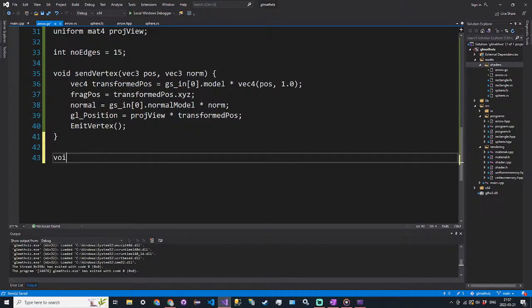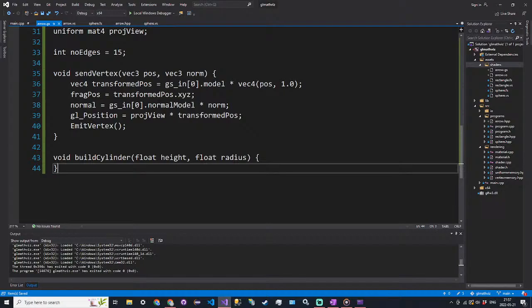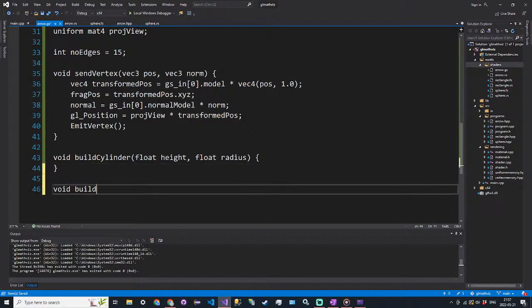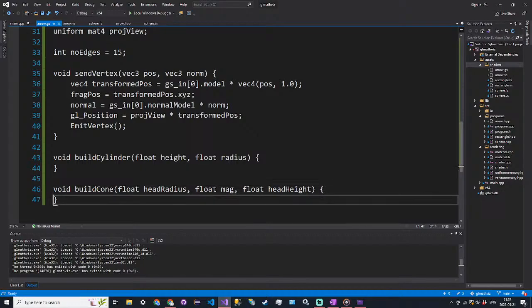So this will be void build arm, or we'll say cylinder, and it's going to have a float height and a float radius. So this is essentially building a cylinder up the y-axis, and then we also want to build a cone. So void build cone, float head radius, magnitude, and head height. So the magnitude is essentially the top of the cone. So the magnitude is the point, and head height will be how far below it extends.